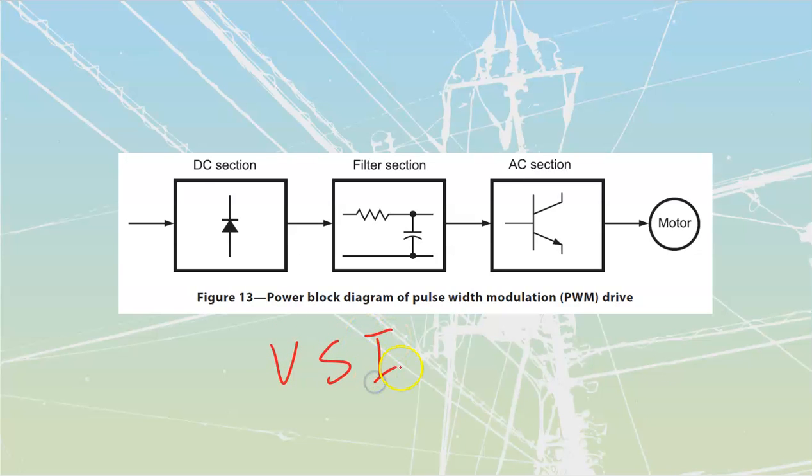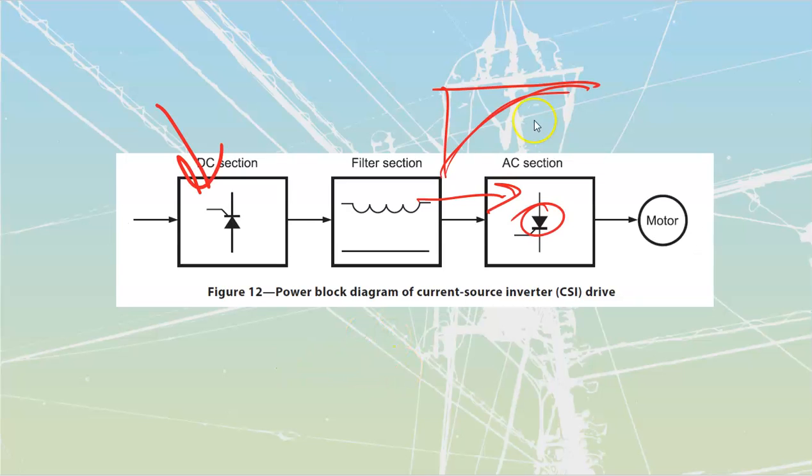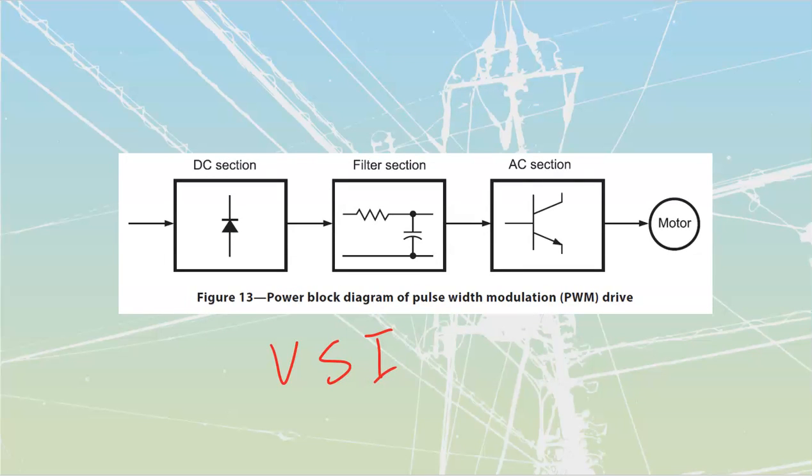VSI. Okay, looking at this thing here, the current source inversion, what did we use as our predominant filter section inside of here? The current source inversion, we used an inductor because it opposes a change in current. On these ones over here, we are going to use a capacitor for a VSI drive.